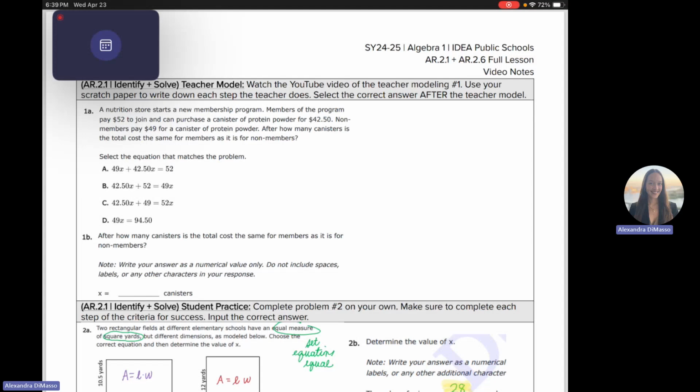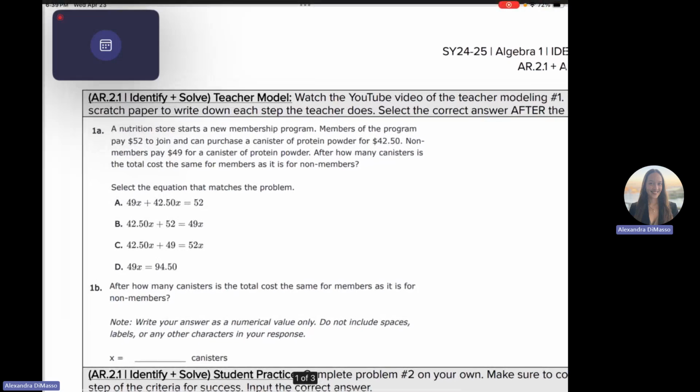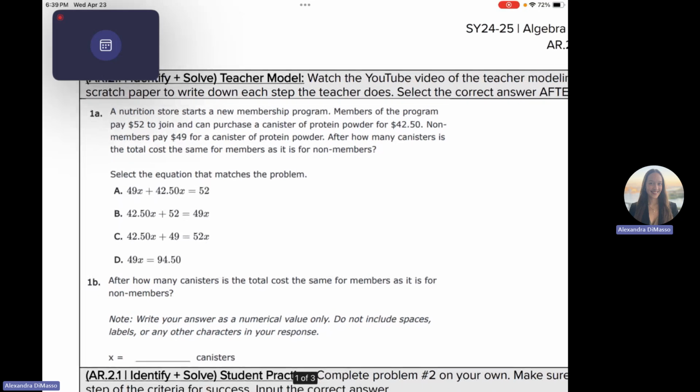Today we're going to talk about AR 2.1 and 2.6. As we go through, I'm going to model a problem for you. You're going to mark down with me on SchoolCity. And then afterwards, you will try a practice problem on your own and check your work with mine. So let's get ourselves started.